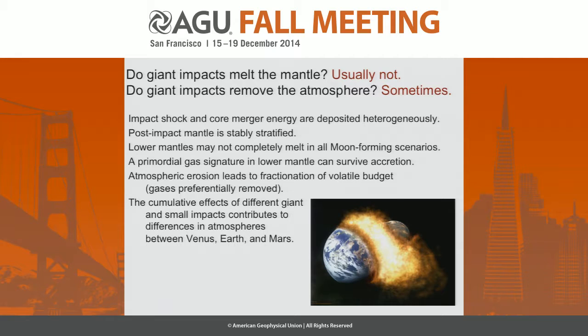The post-impact mantle is hot at the top and cold at the bottom. The lower mantle could survive for any of the suggested moon-forming impacts, and the cumulative effect of small and large impacts are likely one of the key factors in explaining the differences that we see in the volatile budgets between the terrestrial planets. Thank you.